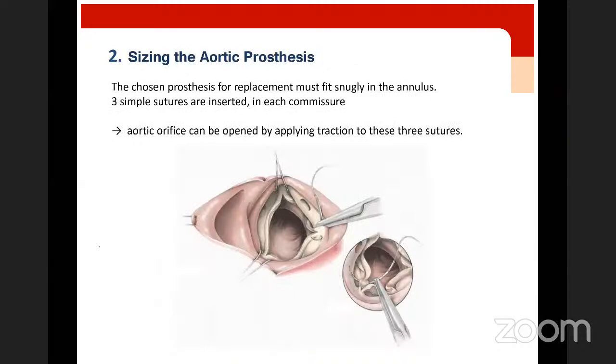All right, sizing the aortic prosthesis. The valve chosen for replacement must fit properly into the annulus. We have three simple sutures inserted in the annulus, one near each commissure, as you see here. By applying traction, the aortic orifice can be exposed better.